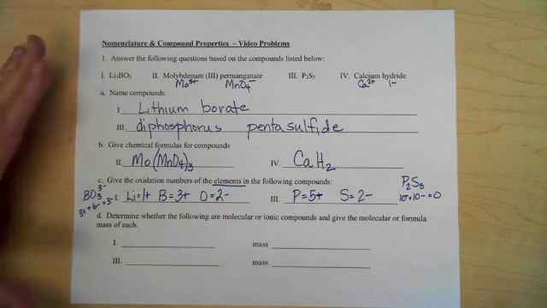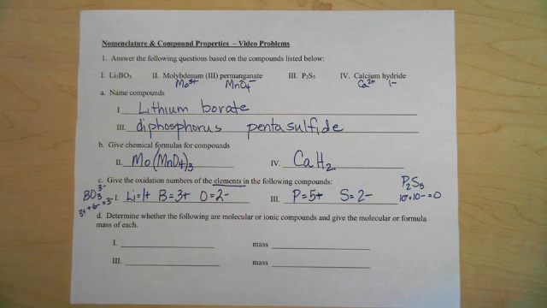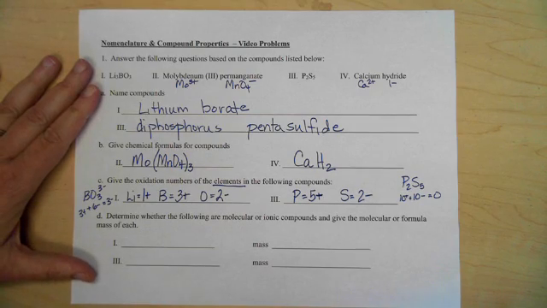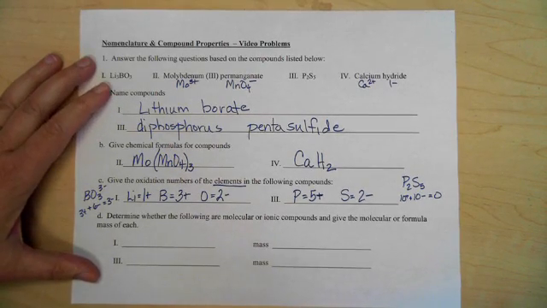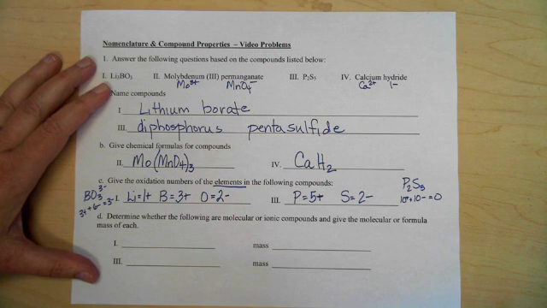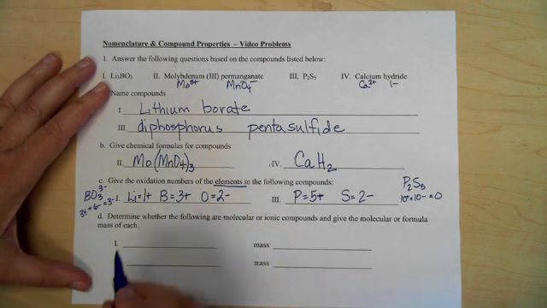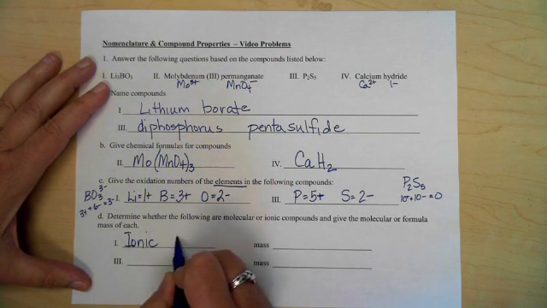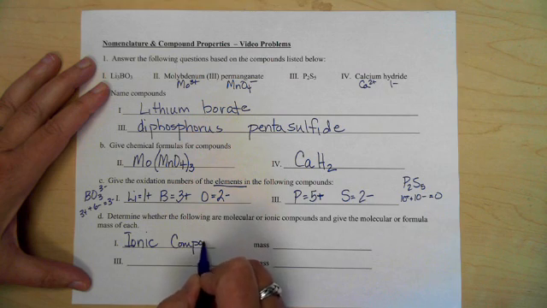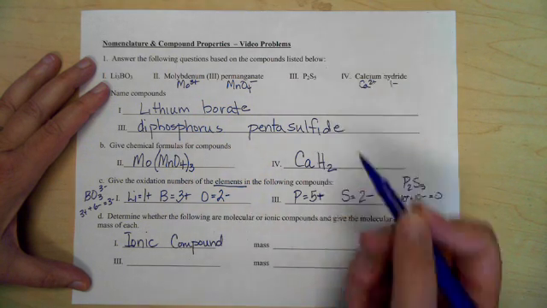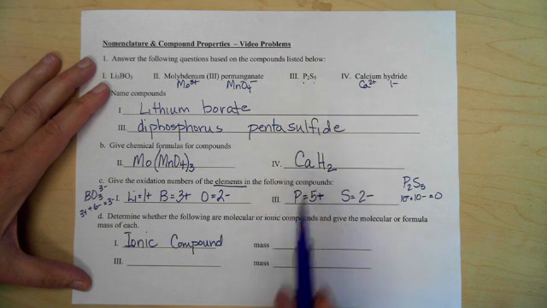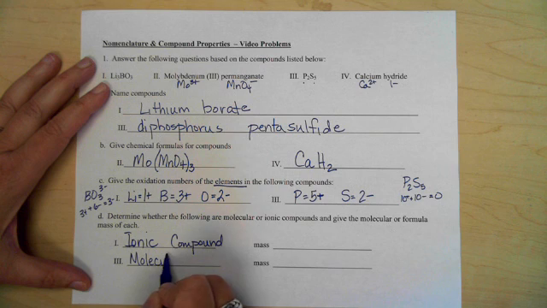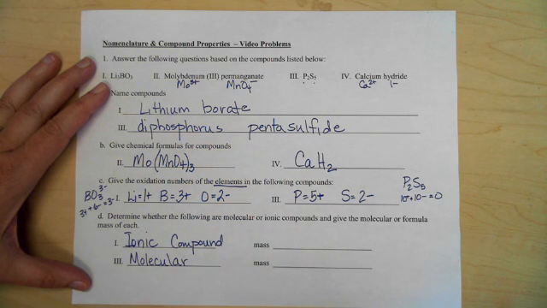On this one, the question is are they molecular or ionic compounds, and then give the molecular or formula mass. Well, 1 is lithium borate. Lithium is a metal, borate's a polyatomic, so this is an ionic compound. The other one that was asked about was number 3, phosphorus and sulfur, both of which are nonmetals. So a compound containing only nonmetals is molecular.